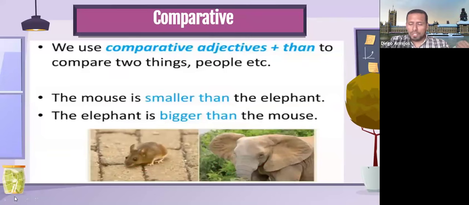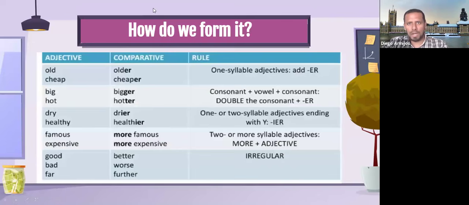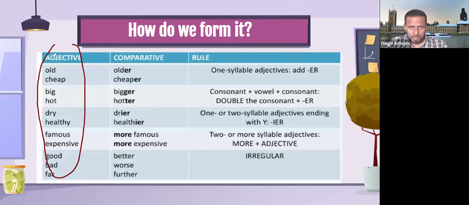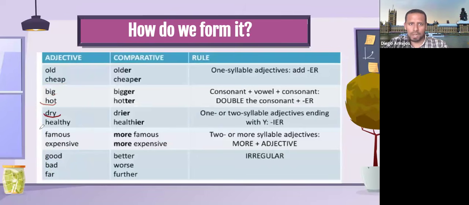Let's continue. Now I'm going to show you how to form it. Here we have the adjectives: old, cheap, big, hot, dry, healthy, famous, expensive, good, bad, far. Now, in order to make an adjective comparative, we need to add something. The adjective is going to be modified. Pay attention, please. I'm going to put it into a box for you to identify very quickly.